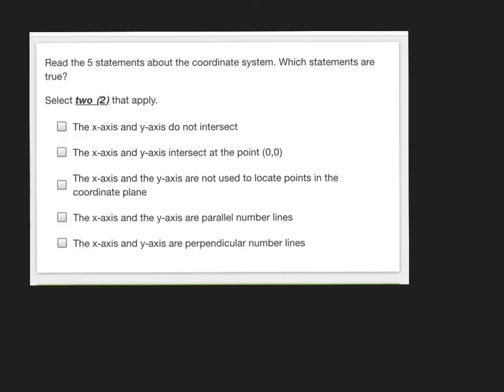I chose this question also because we had a lot of questions about it. So this one you've seen before. It says, read the 5 statements about the coordinate system, which statements are true. They like a lot of questions that ask which ones are true. We also see that we have to pick 2 of them. So we have to look through each one of these and figure out which ones are telling the truth. So if I look at the first one, it says the x-axis and the y-axis do not intersect. Well, we know that's not true because our x and y axis intersect at 0, 0, which is your origin.